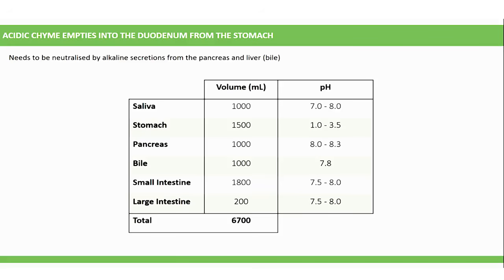If this acidic chyme was not neutralised, the lining of your duodenum would become damaged and you would have, for example, the formation of duodenal ulcers. Also, if your chyme was not neutralised and did not become alkaline, your enzymes would not be able to be activated within your small intestine and you would not be able to chemically digest your food.